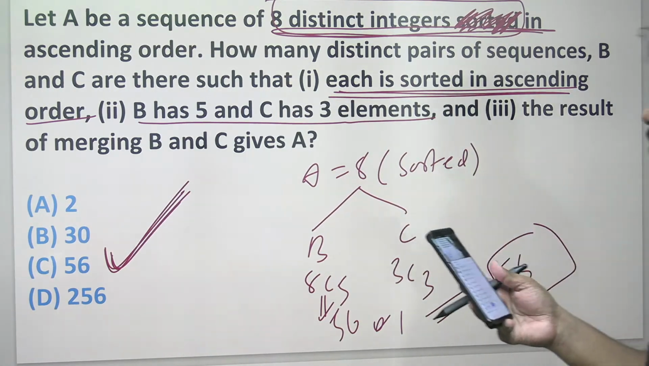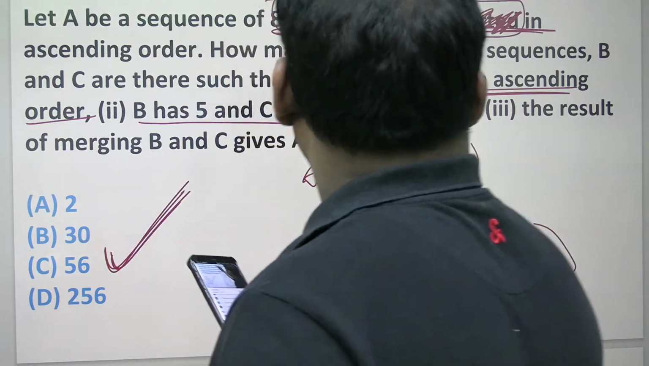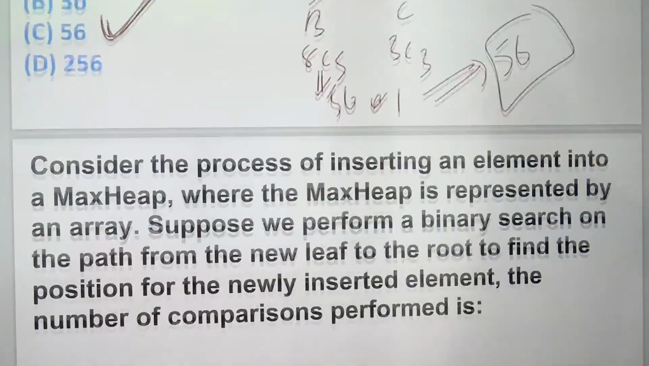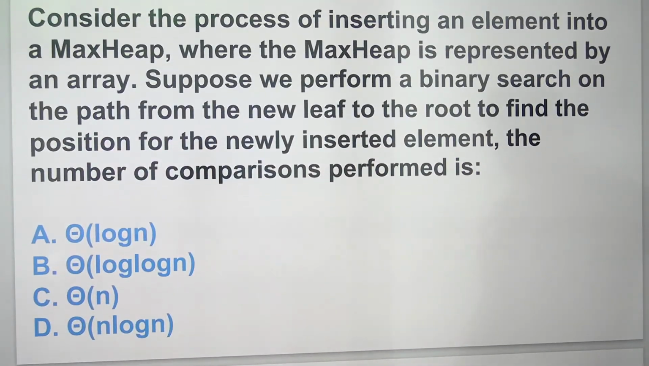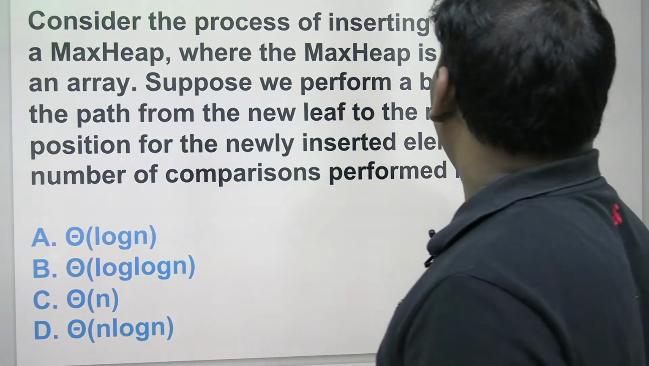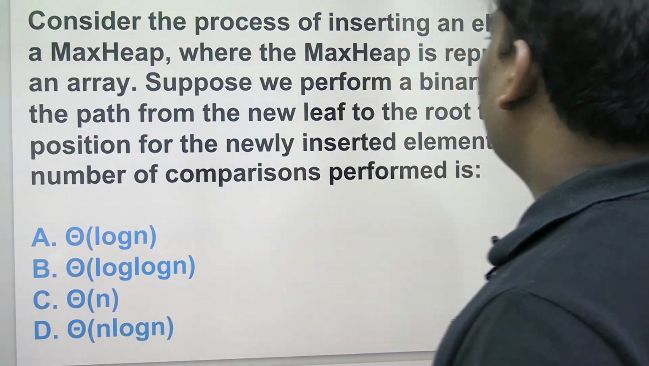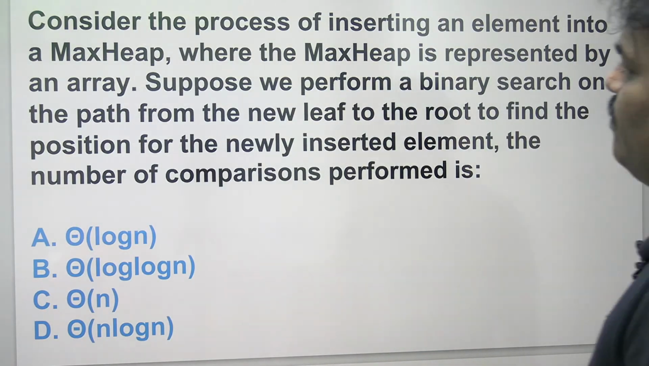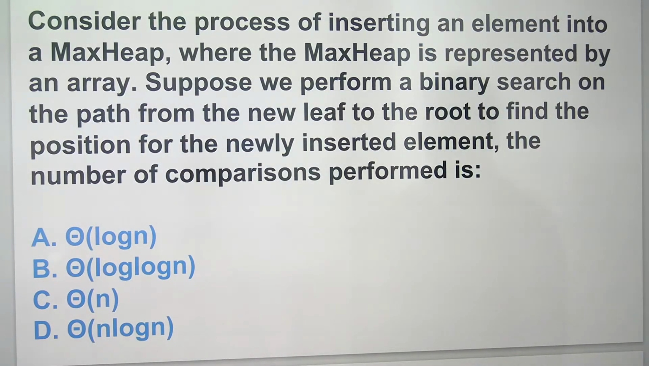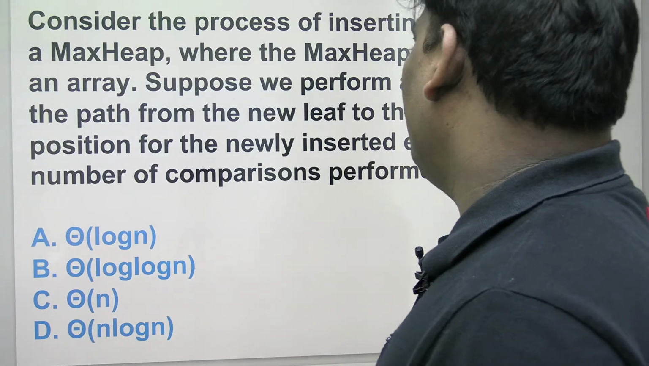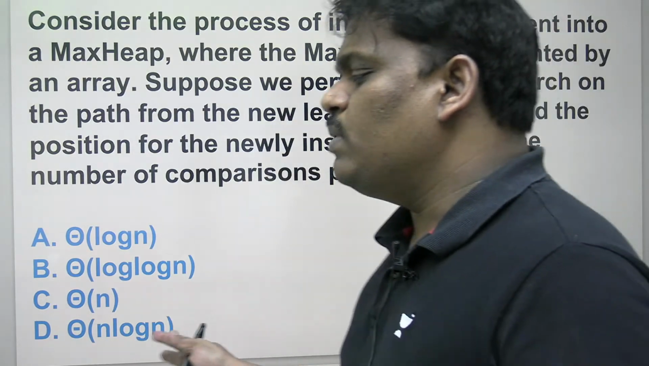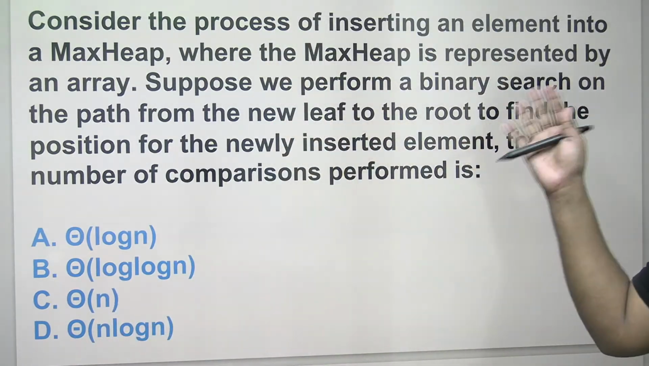Right? Fine. I'm thinking that everything is fine now. Let's go to the next problem. Can you see this? It is a really nice problem. Consider the process of inserting an element into a max-heap where the max-heap is represented by an array. Suppose we perform a binary search on the path from the new leaf to the root to find the position of the newly inserted element. The number of comparisons performed is. It is a really nice problem. I don't know how many people will understand this. Can you read this first?